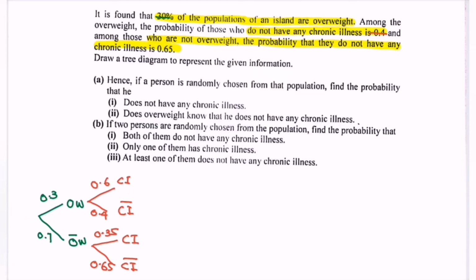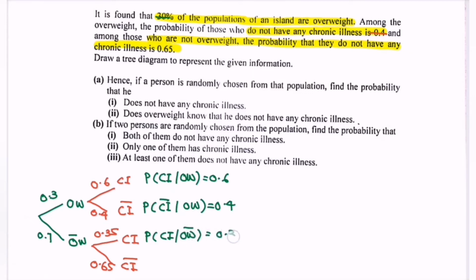So in conclusion, the probability of chronic illness given that it is overweight is equal to 0.6. The probability of non-chronic illness given overweight is equal to 0.4. The probability of chronic illness given that it is not overweight is equal to 0.35. The probability of non-chronic illness given that it is not overweight is 0.65. So we have already drawn the tree diagram.